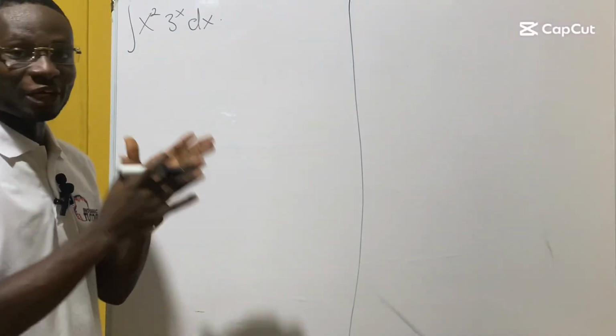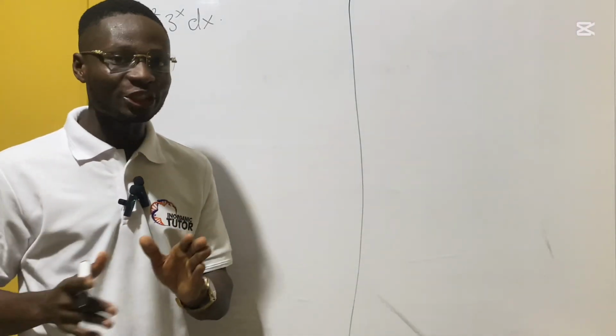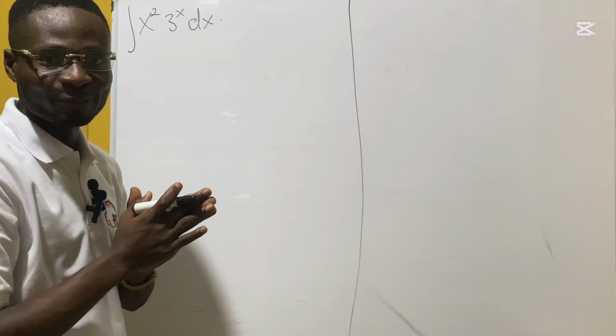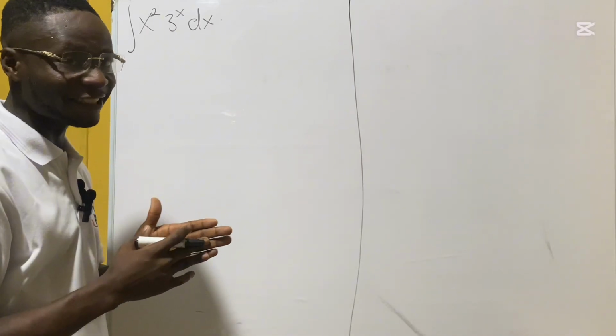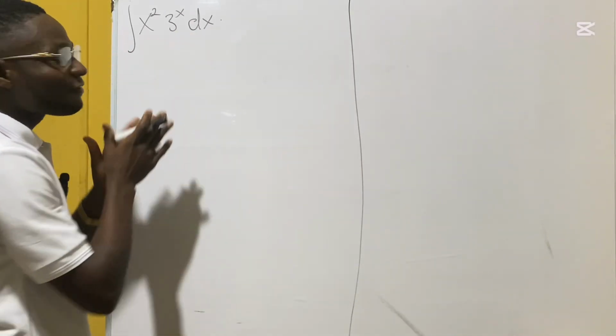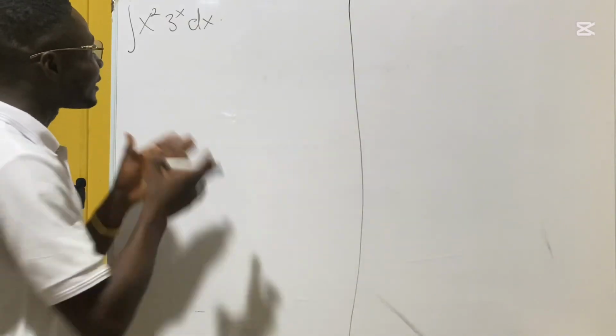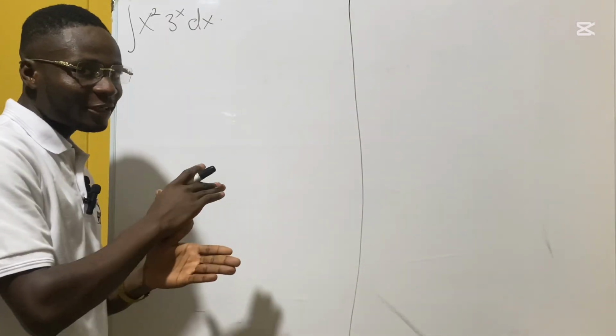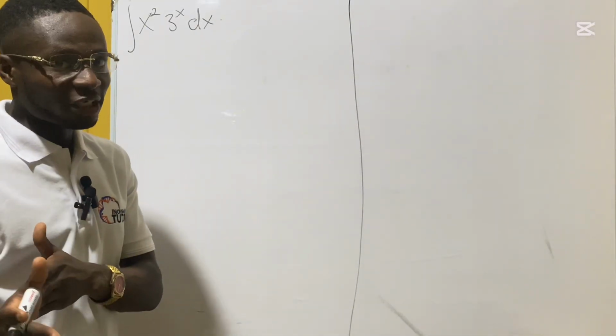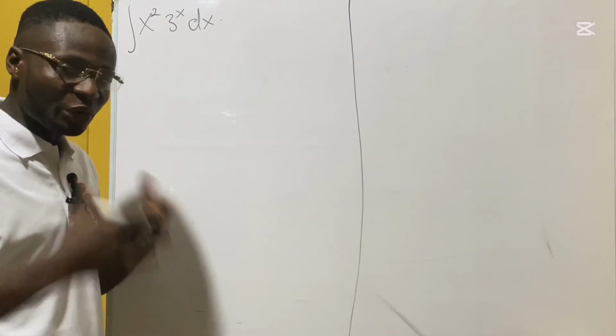In this episode, we are going to look at how we can do full computations on this particular problem. Right, let's dive into it. So here we have an exponential function, which is 3 power x, multiplied by a polynomial function, which is x squared. And we have to integrate.